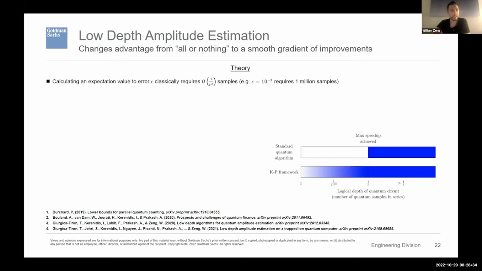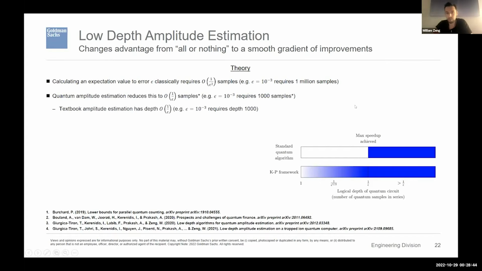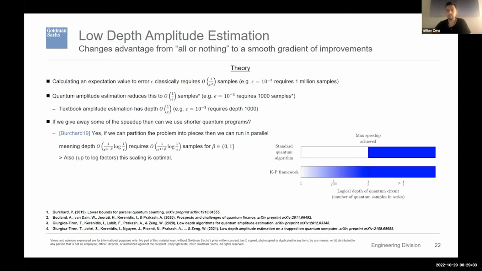That's the idea. Right, so normal Monte Carlo, calculating an expectation value, requires 1 over epsilon squared samples. Amplitude estimation reduces this. The textbook one has a depth of 1 over epsilon as well. So if we give away some of that speedup, so if we say we don't want a full quadratic speedup, we want something in between 1 over epsilon squared and 1 over epsilon, then can we use shorter quantum programs? There are a few ways to do this. My colleague Paul Burchard showed that if we can partition the problem into pieces that we can run in parallel, then you can do this.